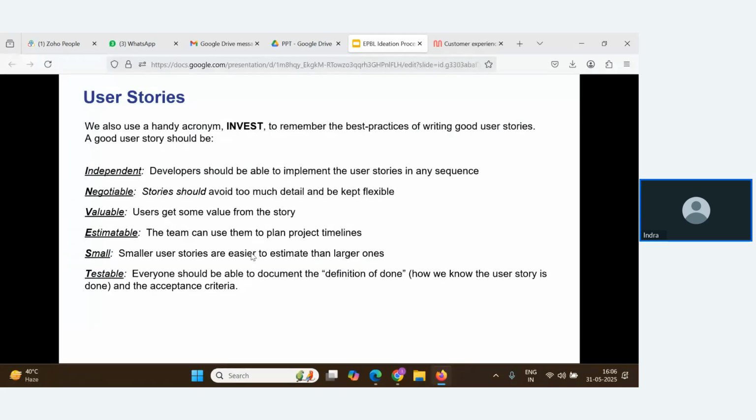Then, yes, so that's all. These are some best practices: independent, negotiable, valuable, estimable, small, and testable. So, independent basically, the user stories should be independent of each other. Negotiable means the story should avoid too much detail. It should be very flexible. The user should get value from the story. Estimable, the team can use them to plan project timelines. It should be small. Small stories are easier to estimate than larger ones. Testable, everyone should be able to test the story. So these are some of the practices to write down the user story.